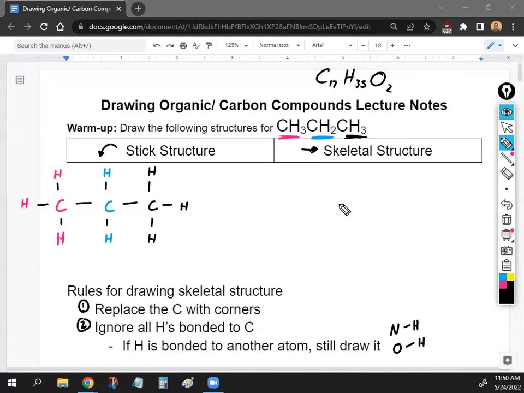All right, I'll give you guys 30 more seconds to copy down the rules, and then after that, we will turn this stick structure up here into the skeletal structure.